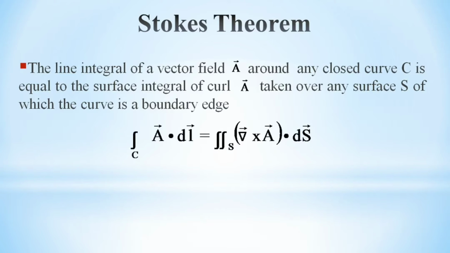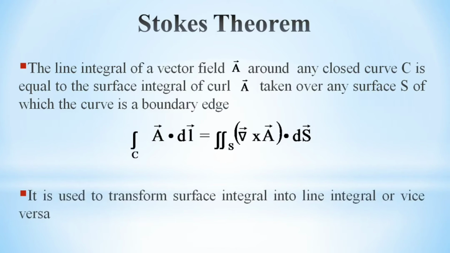That is, the line integral, which is represented by a single integral over C of A dot dl, is equal to the surface integral, which is represented by a double integration over S of curl A, that is del cross A dot dS over a surface. This Stokes' theorem is used to transform surface integral into line integral or line integral into surface integral. This is Stokes' theorem.